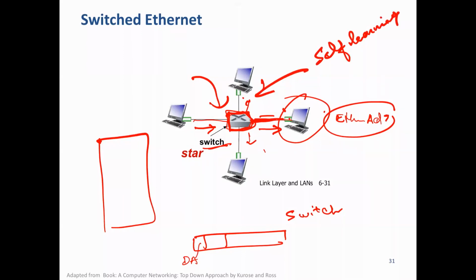How can a switch learn, for example, that this machine has address A, this one has address B, this one has address C, and this machine has address D? How will it come to know that A is connected to link 1, B to link 2, C to link 3, and D to link 4? How does it learn? That's what we'll see.